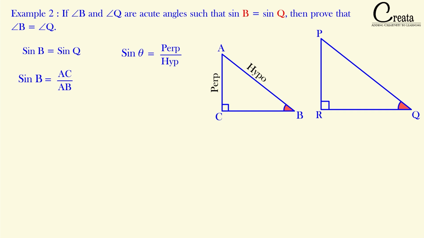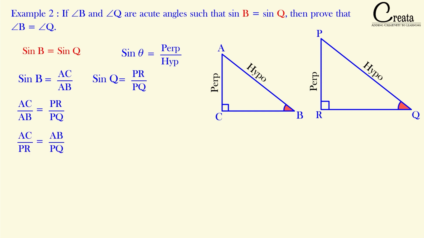Similarly, for the second triangle, sine Q will be perpendicular over hypotenuse. Here perpendicular is PR and hypotenuse is PQ. Here sine B is given as equal to sine Q. Let's equate both the equations. We got AC upon AB is equal to PR upon PQ. We can rewrite this equation as AC upon PR is equal to AB upon PQ. Further, let's assume these two values as equal to K. That is AC upon PR is equal to AB upon PQ is equal to K. We have just assumed the value as K.